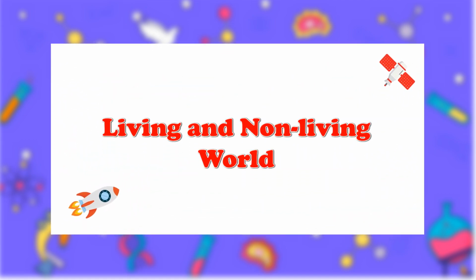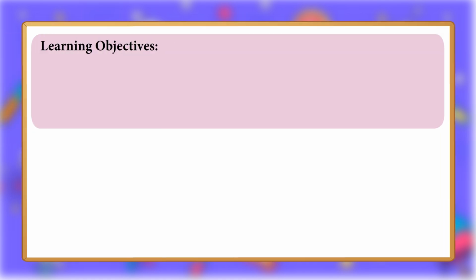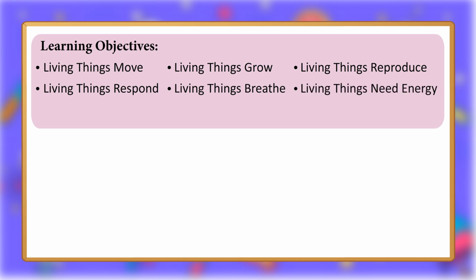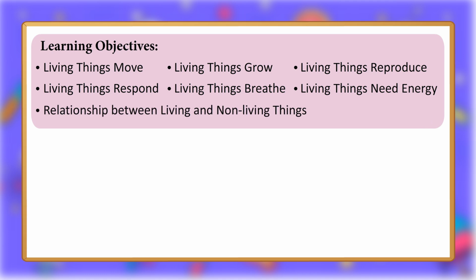Living and non-living world. Learning objectives: living things move, living things grow, living things reproduce, living things respond, living things breathe, living things need energy, relationship between living and non-living things.